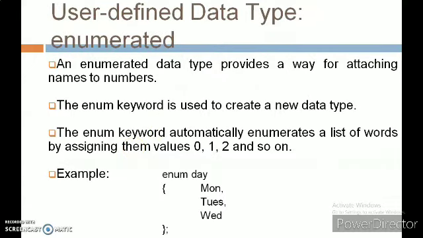The next user-defined data type is the enumerated data type. What it provides? It provides a way for attaching names to numbers. That means the enum keyword is used to create a new data type, and it automatically enumerates a list of words by assigning them values 0, 1, 2 and so on. So this is the example. enum day in curly braces, Monday, Tuesday, Wednesday. Here Monday will be assigned value 0, Tuesday will be assigned value 1 and Wednesday will be assigned value 2.